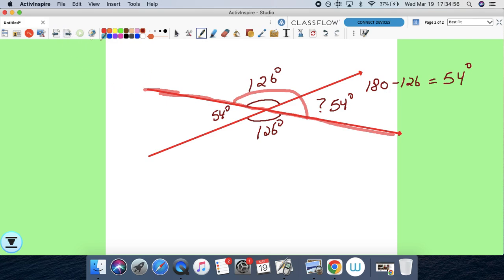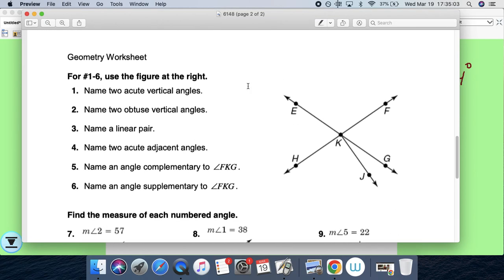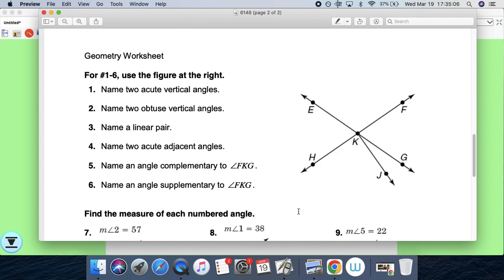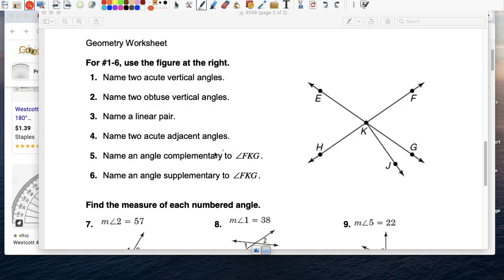So these are little relationships that you're going to have to understand in order to help you set up the equation. So let's look at the problems that we have to do, and hopefully that gives you a better picture. So, here on the back: name two acute angles, and acute means less than 90, and they're supposed to be vertical. So, two straight lines that crisscross created these four angles, and name me two that are vertical.